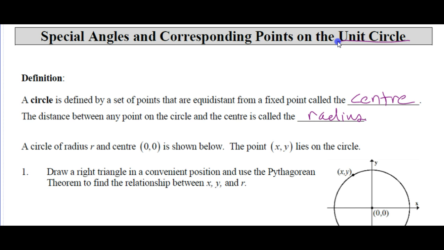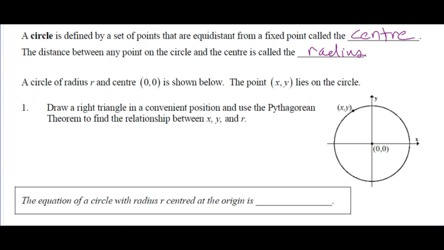A circle of radius r and center 0, 0 is shown below. The point x, y lies on the circle. Draw a right triangle in a convenient position and use the Pythagorean theorem to find the relationship between x, y, and r. So the easiest way is to drop a perpendicular line down to the x-axis. Call this x, call this y, call this r, and what is the relationship? So x squared plus y squared is equal to r squared.